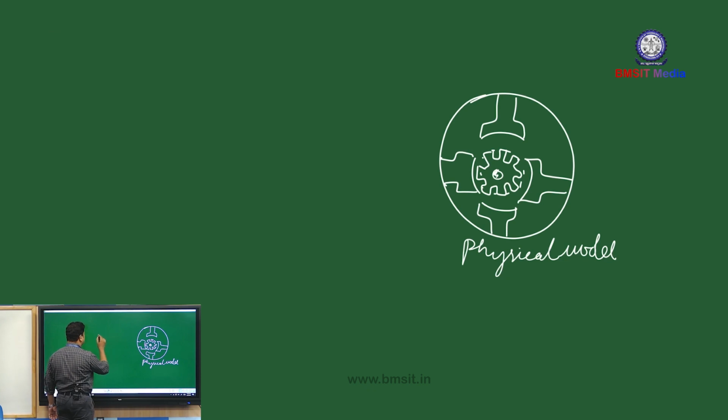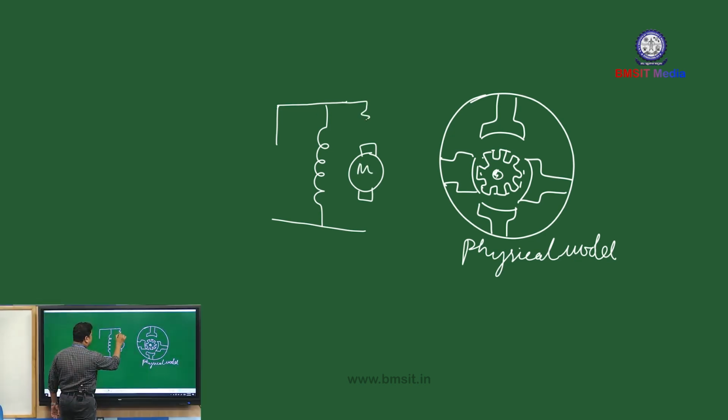Suppose if it is a DC shunt motor, then I will show this in this form. This is the shunt field winding. This is the armature. The armature is having its internal resistance, Ra. I have a back EMF developed. This is Eb. I have a supply voltage of V volts.